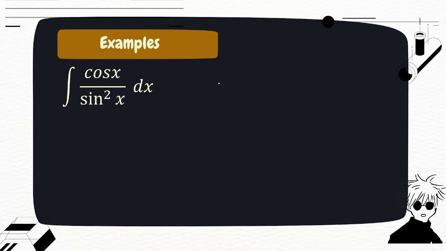Halimbawa, paano pag ganyan naman? Meron tayong cosine x over sine squared x. How are we going to do that? Anong ilelet u ko? Tingnan, try nga natin anong ilelet u natin. Anong ilelet u ko dyan? Kapag dinerive ko, may lalabas na dx. So, this is trial and error. So, ano gusto mong ilet u ko? Para mas ma-visualize. Sine squared x. So, itatry natin ha kung matatanggal natin siya.